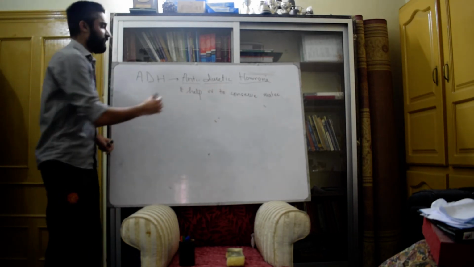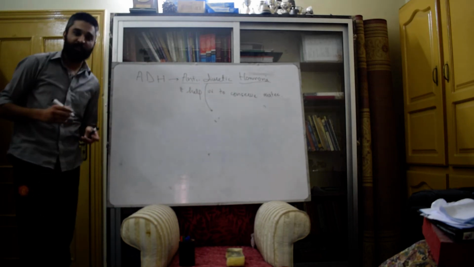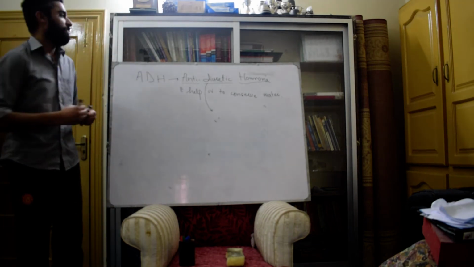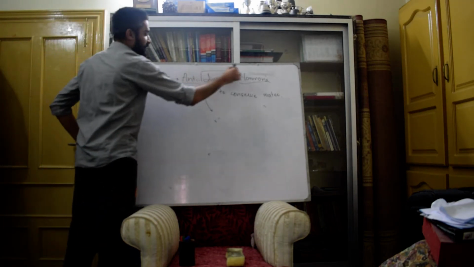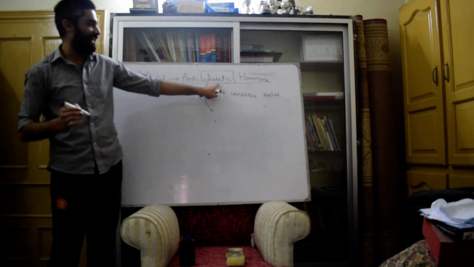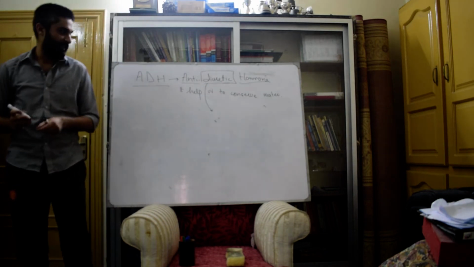Diuretics are a few of the medicines which are used to increase the water loss from the body, and that is called the diuretic effect. So anti-diuretic hormone performs an action against the action of diuretics. It helps us to conserve water inside the body.